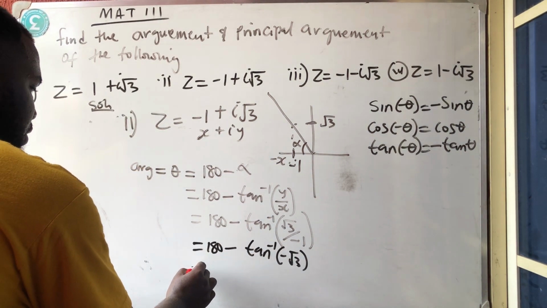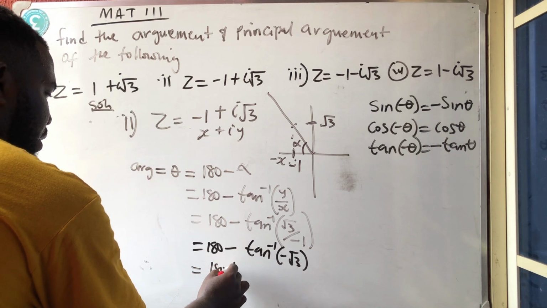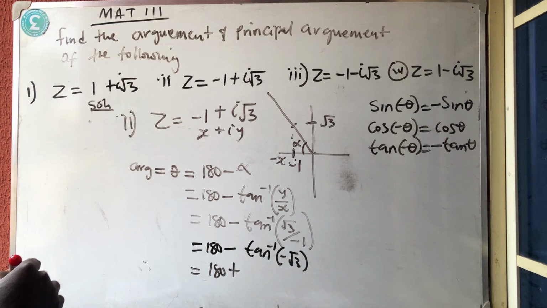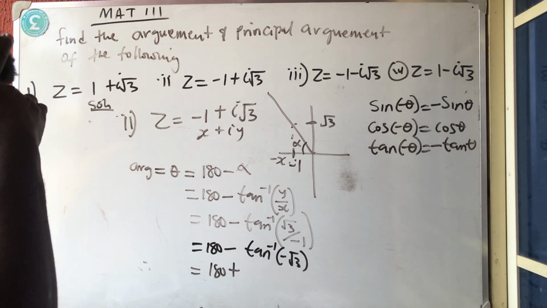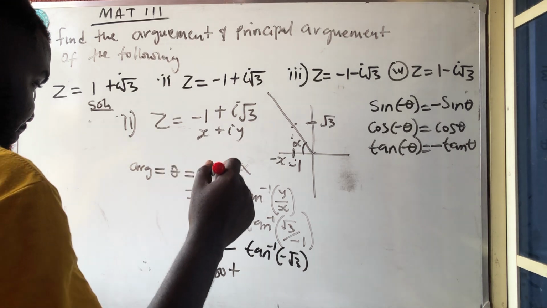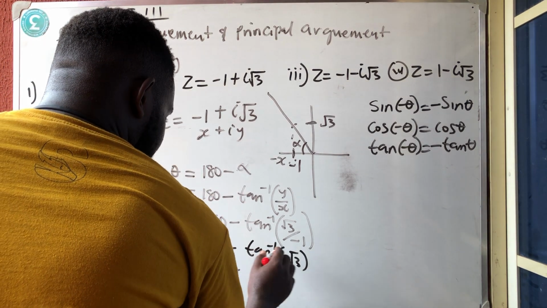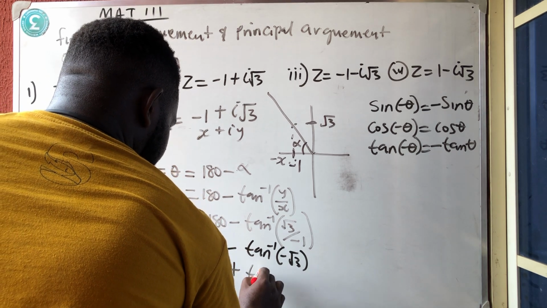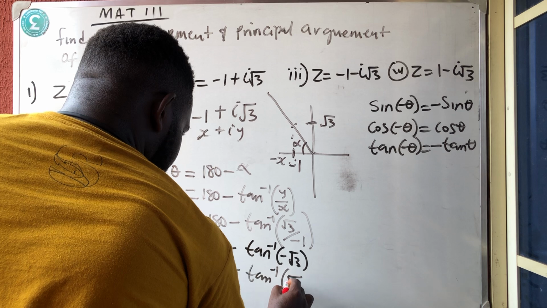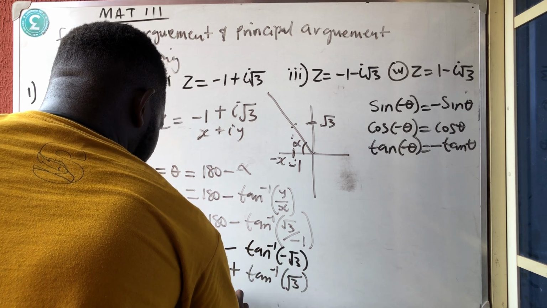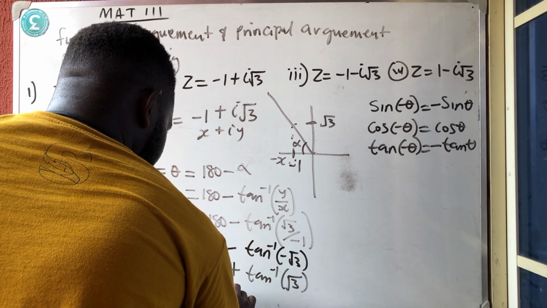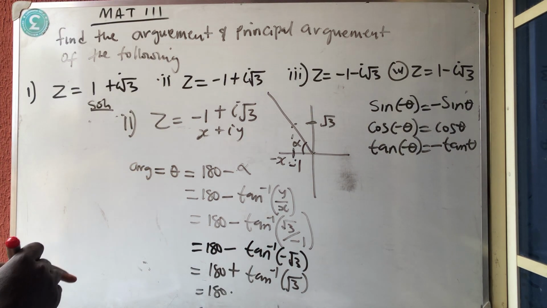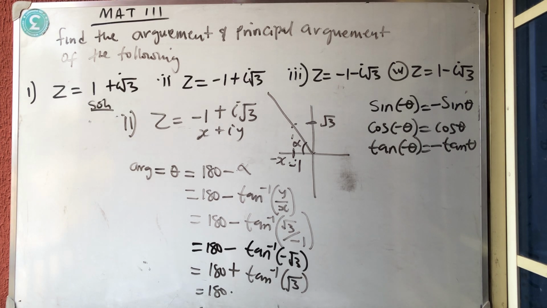So what do we have now? We're having 180 plus tan of this thing, which is 60. 180 tan inverse of root 3, which is what? I think there's a mistake somewhere.